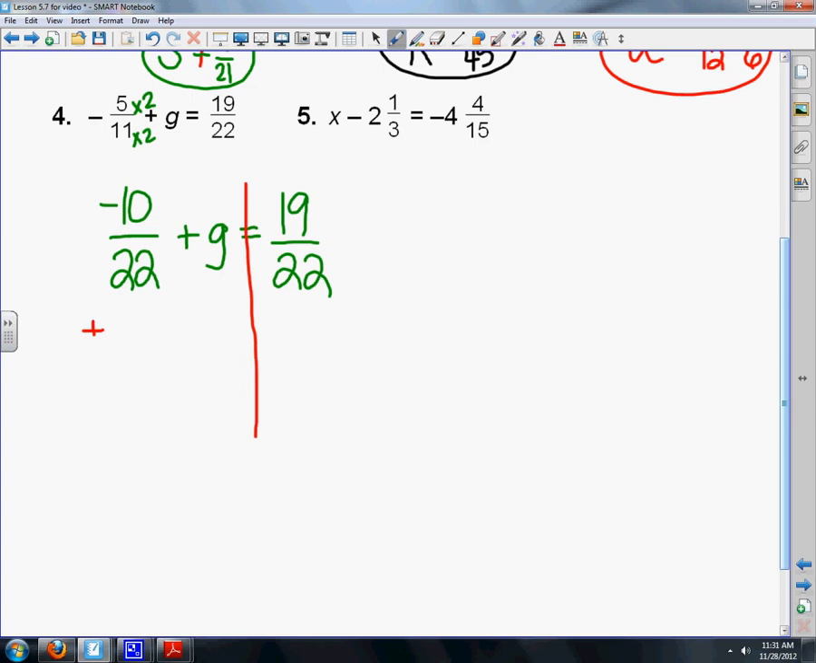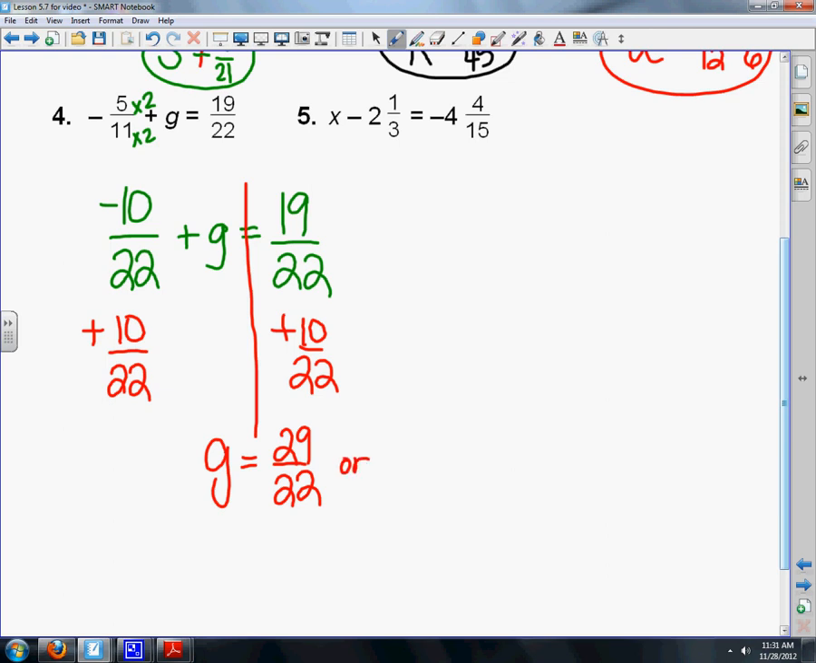Now I'm going to add 10 twenty-seconds to both sides. And I get G equals 29 over 22. Now you can leave it like that, or you can write it as a mixed number, 1 and 7 twenty-seconds. Either way is correct. I don't care.